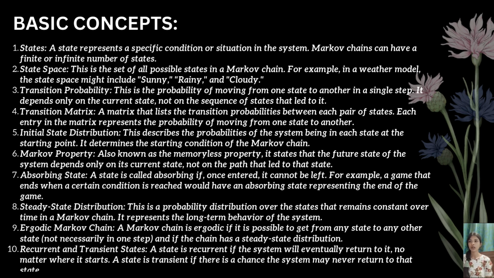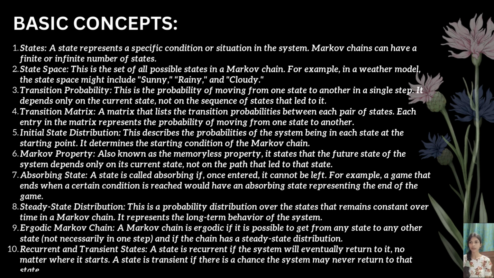Basic concepts. States: a state represents a specific condition or situation in a system. State space: this is the set of all possible states in a Markov chain. Transition probability: this is the probability of moving from one state to another in a single step. Transition matrix: a matrix that lists the transition probabilities between each pair of states. Initial state distribution: this describes the probability of the system being in each state at the starting point.